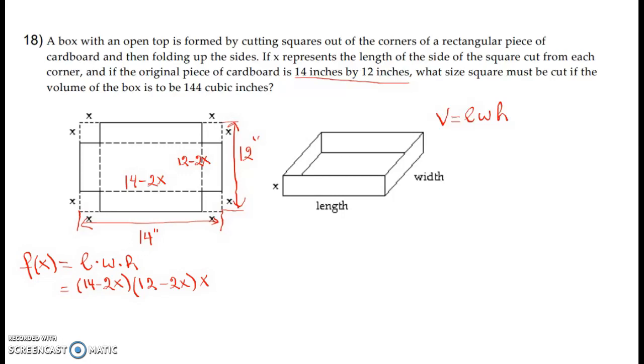That means that I will be solving the equation of 144. This will be the value of my function. 144 is equal to 14 minus 2x times 12 minus 2x times x. I will not be working out the full solution here in the video. This is enough to get you started.